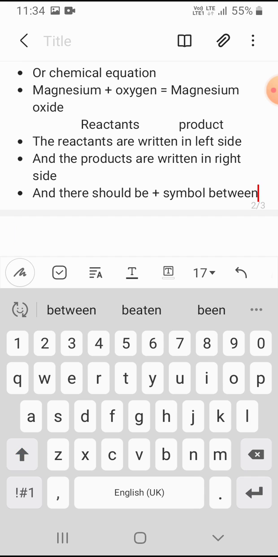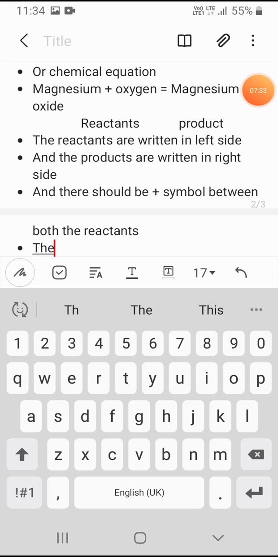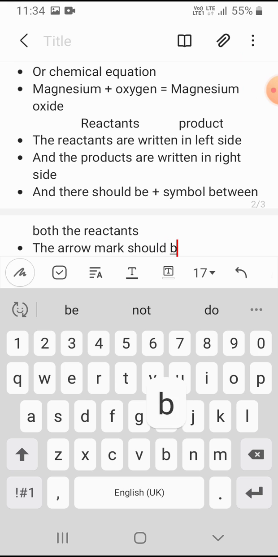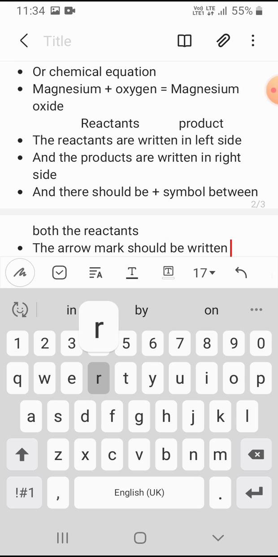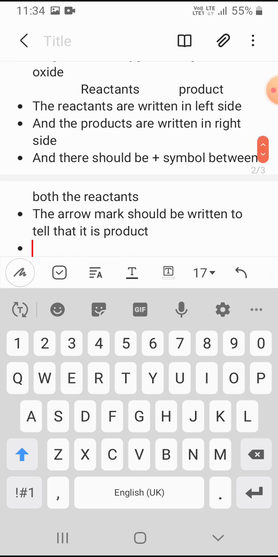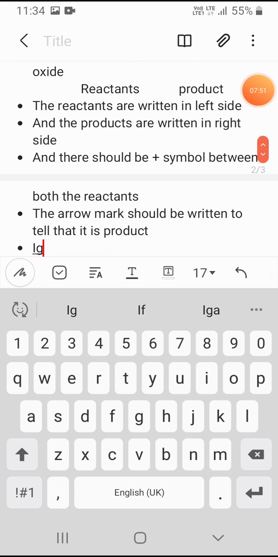There should be a plus symbol between both the reactants. The arrow mark should be written to tell that it is the product. We have to write the arrow mark. Products are written on the right side.